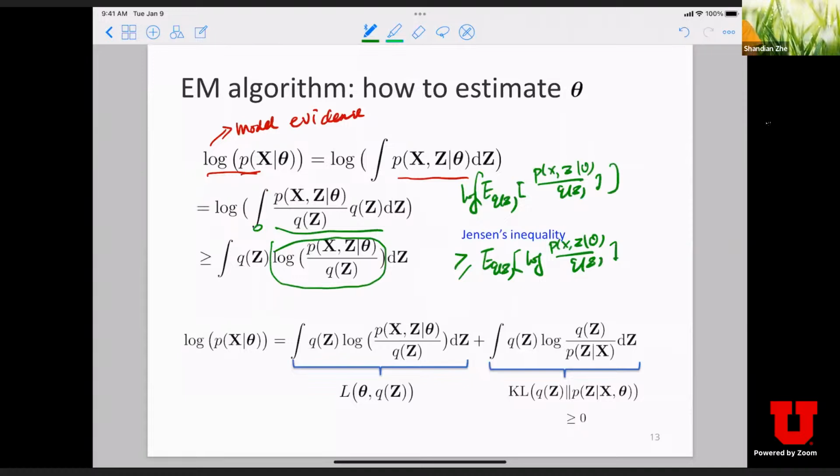Okay, and then we'd like to check the difference between your true model evidence and your lower bound, or evidence lower bound. It's fairly easy to derive that your true model evidence is equal to the lower bound, which you derive from Jensen's inequality, plus the KL divergence between your introduced distribution Q of Z and the posterior distribution of Z given X and the model parameter theta.